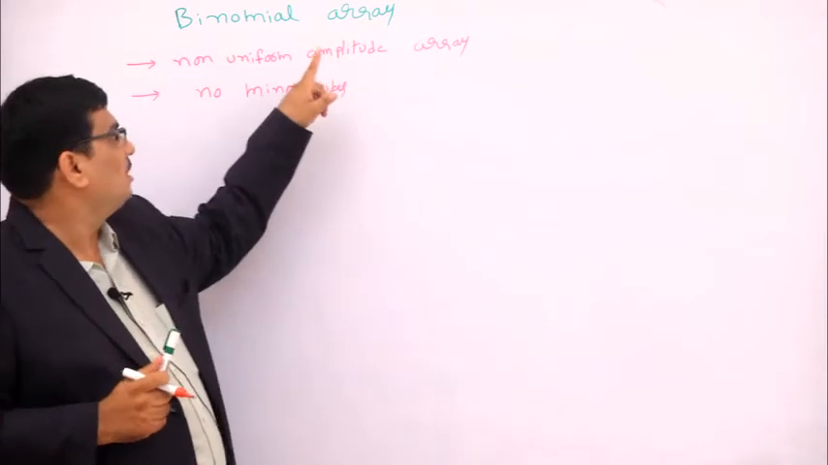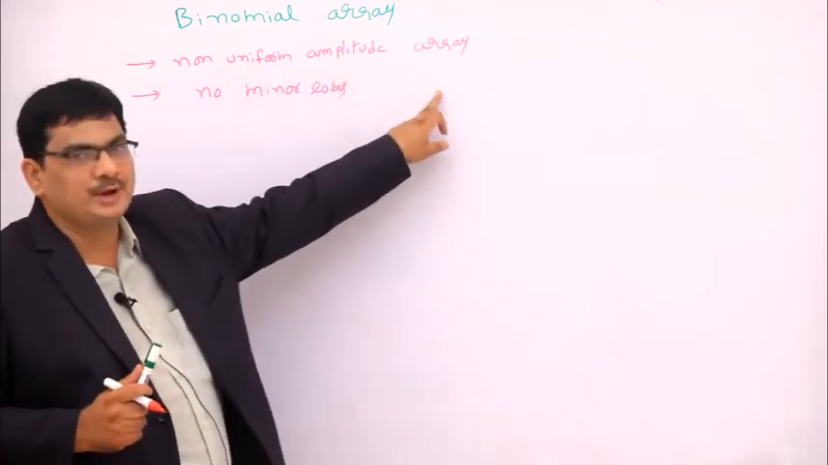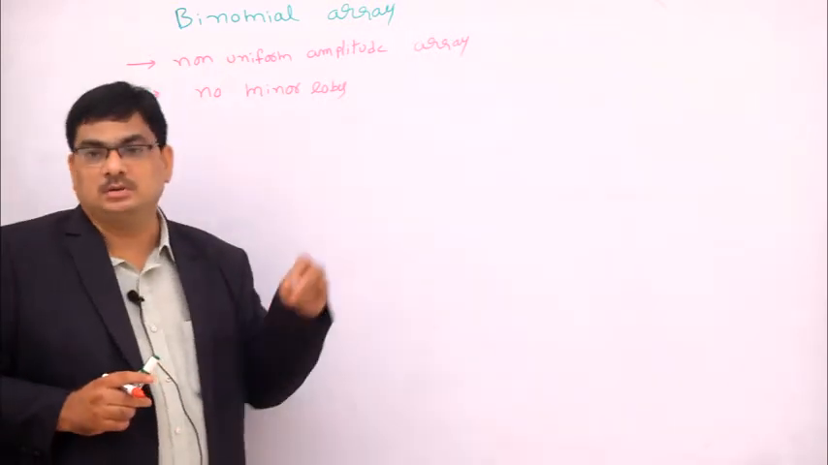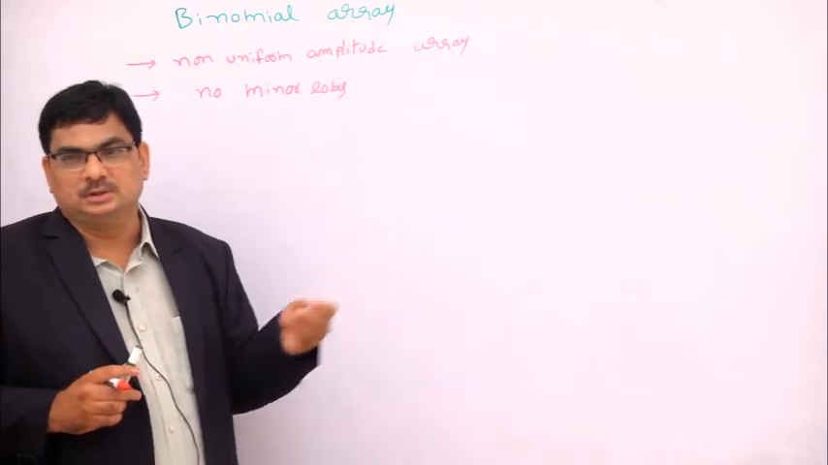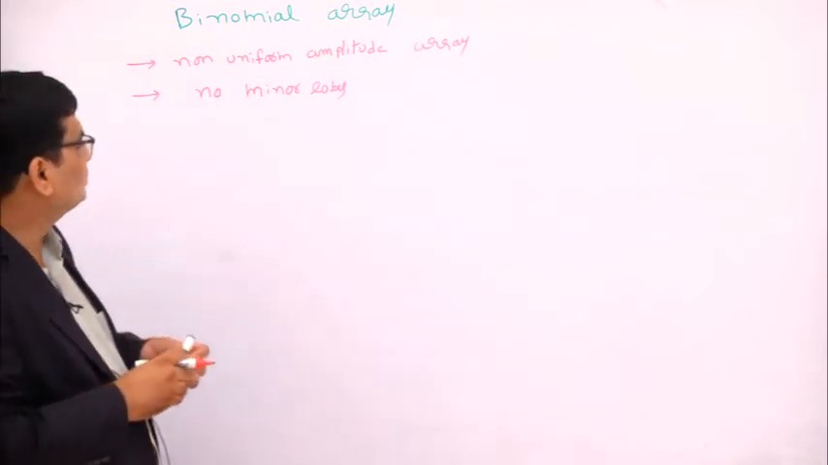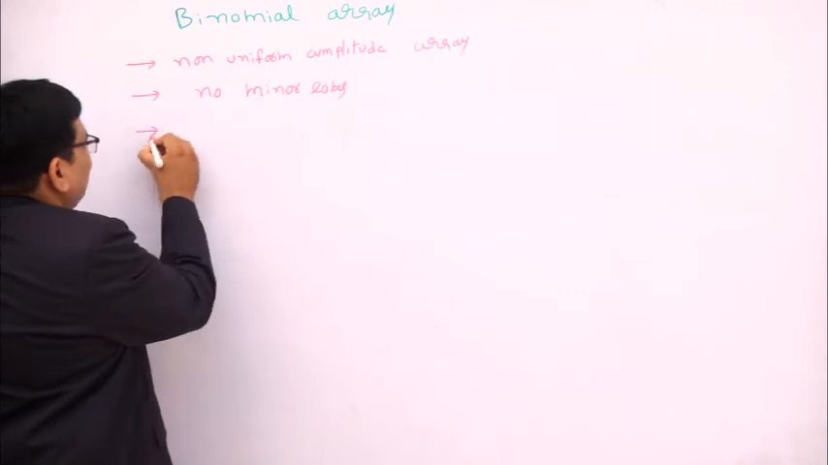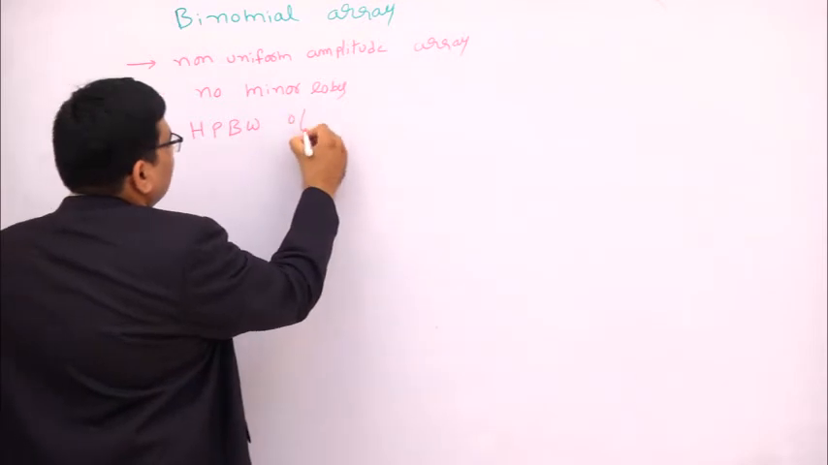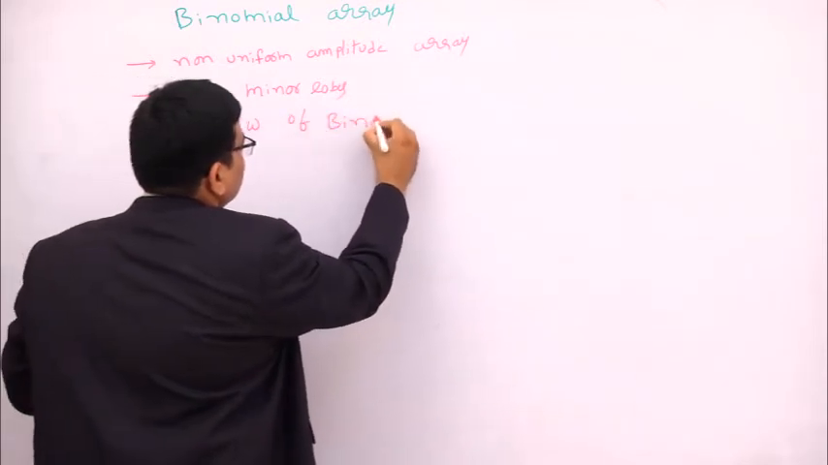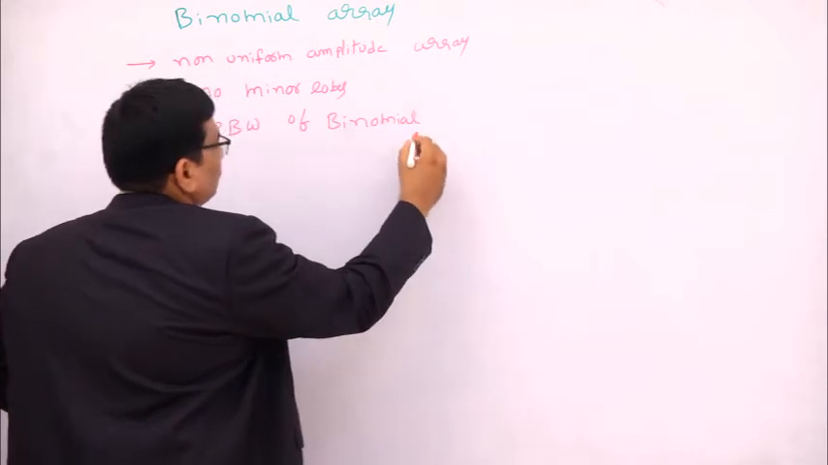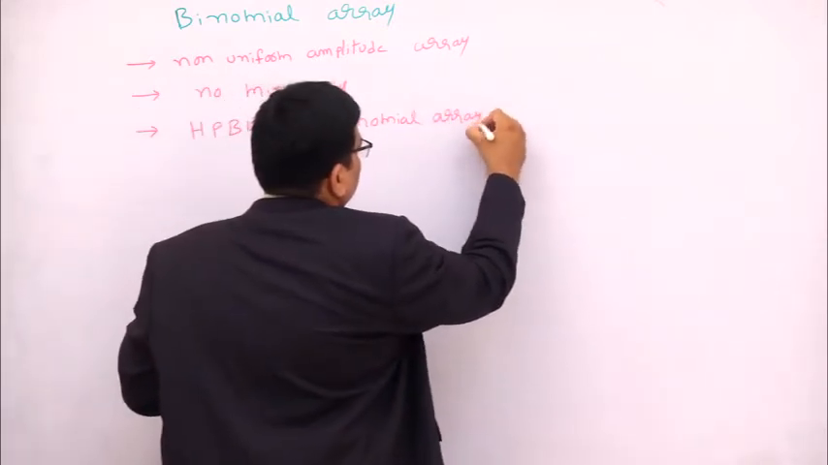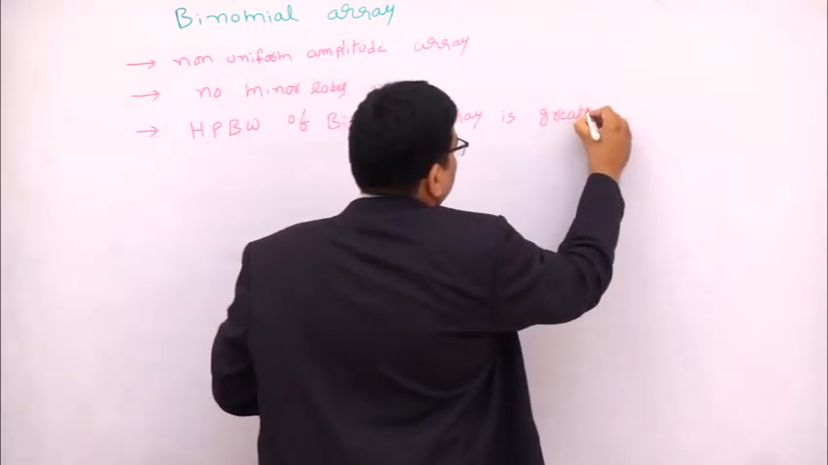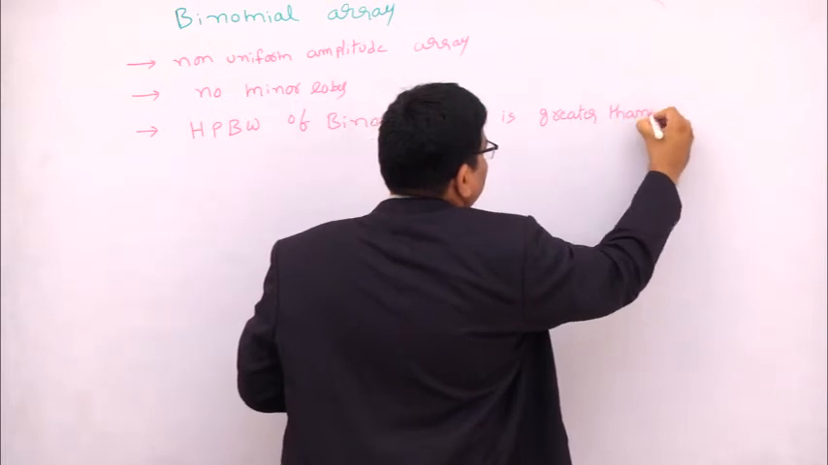So one is that the binomial array is a non-uniform amplitude array, and it has the resultant pattern with no minor lobes. And next one is the half power beam width. The half power beam width of the binomial array is greater than that of the linear array.